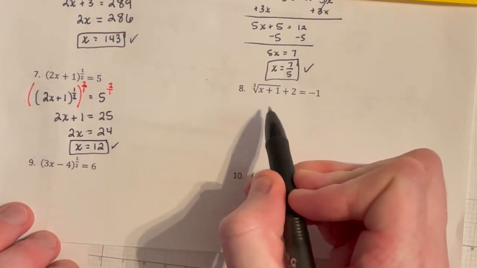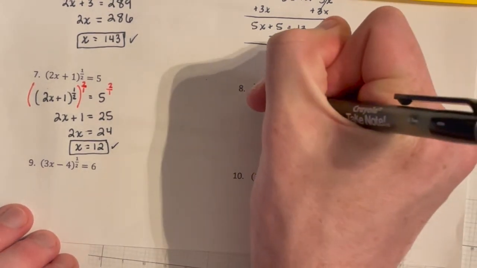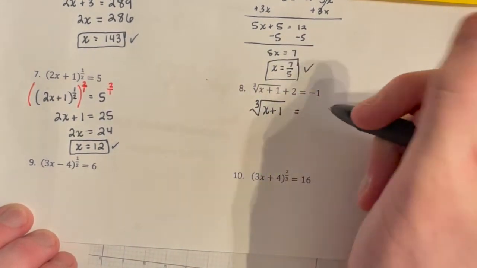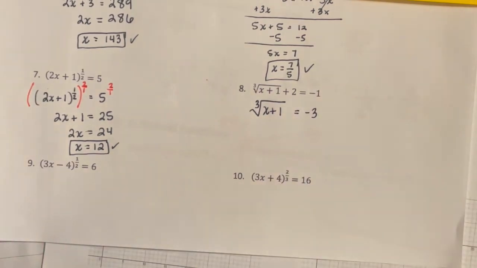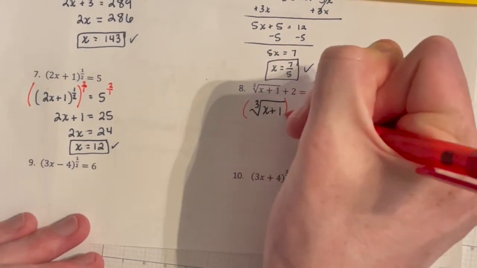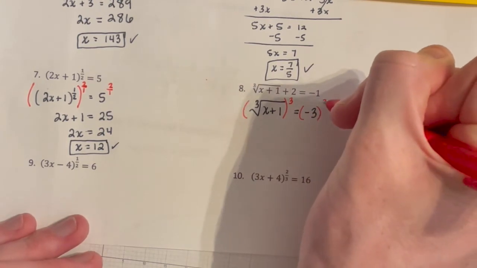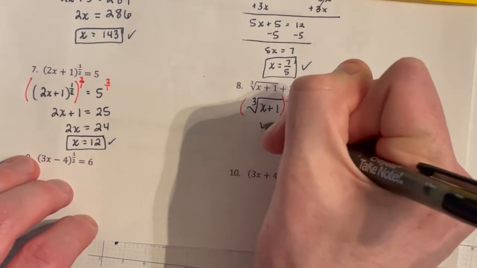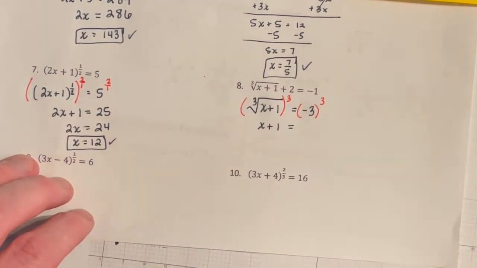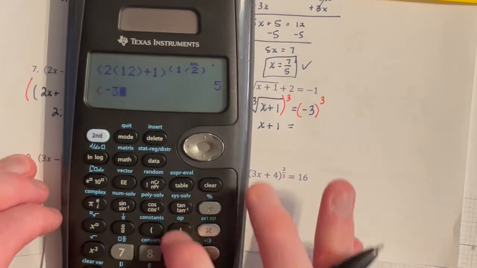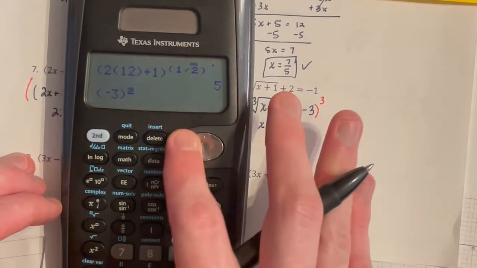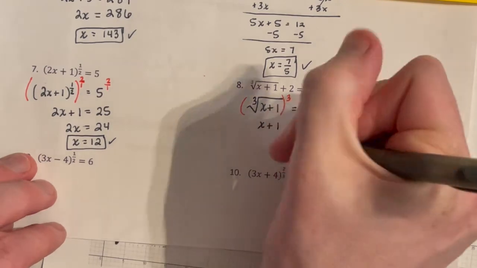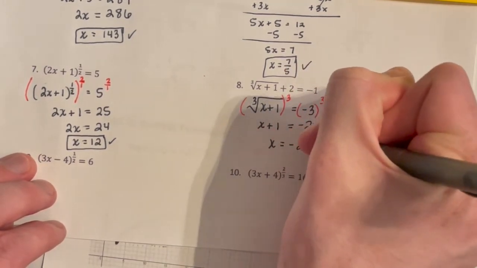For number 8, we can subtract 2 from both sides. X plus 1. If I subtract 2, that gives me a -3. And to undo a cube root, we would do the cube of both sides, so raise everything to the 3rd power. That cube root and that cube would cancel out to give me just x plus 1. But -3 cubed, if you want to do that in your calculator, is a -27. Then I can subtract 1, get -28.